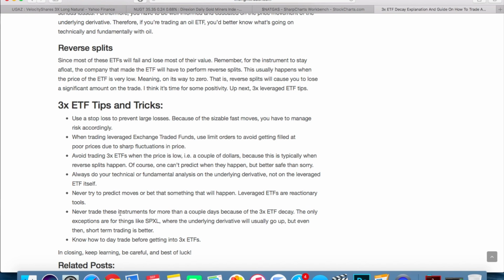Next up, just re-mentioning that you probably shouldn't be trading these for more than a couple of days. A lot of people actually only day trade these, so at the end of the day, they'll never keep their position in these ETFs. So be aware of that. And like I said, finally, make sure you know how to day trade before getting into these if you want your best chances of success.